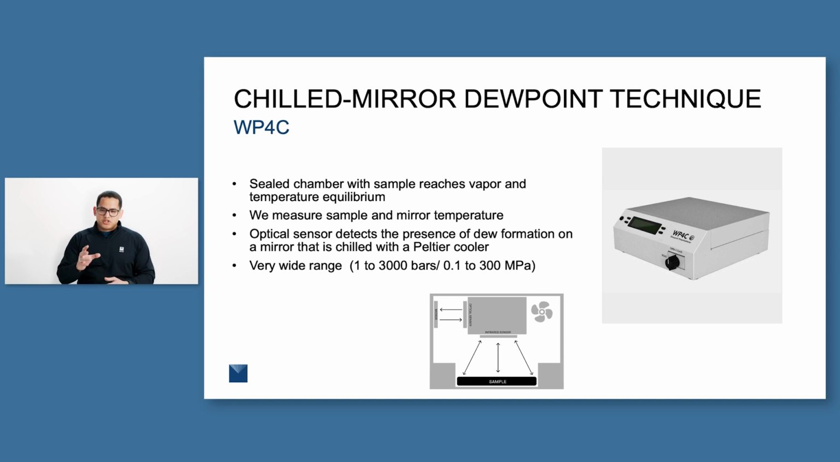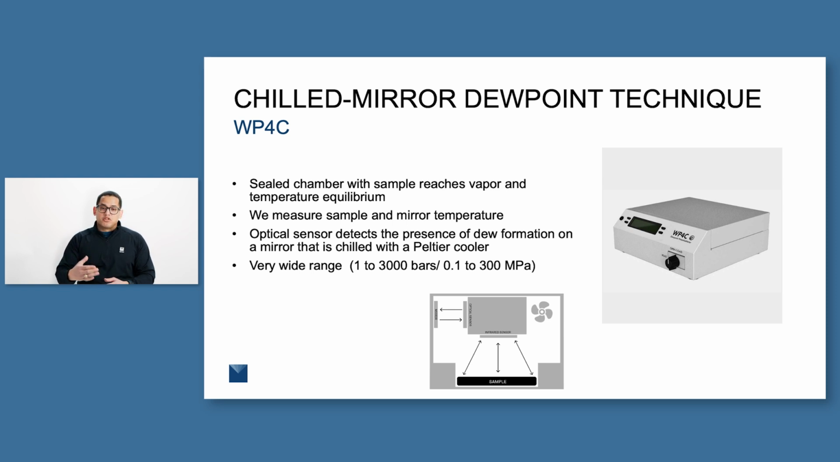The way the WP4C works is you start with a sample that is sealed in the chamber with that device. That chamber reaches vapor equilibrium with the sample along with reaching temperature equilibrium. We're measuring the sample temperature and the mirror temperature continuously as that is coming to equilibrium. At the same time, we have an optical sensor that is detecting the presence of dew formation on that mirror, which is being chilled and warmed with a Peltier cooler. It cycles through that until dew formation occurs, and we're trying to detect exactly when that happens. Hence why it's called the dew point technique.